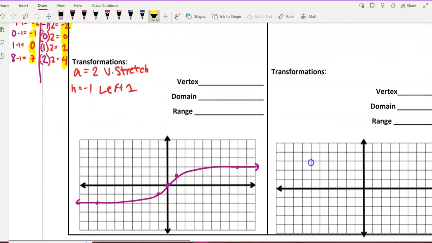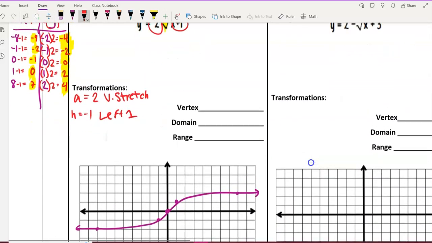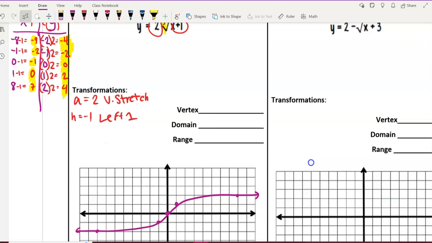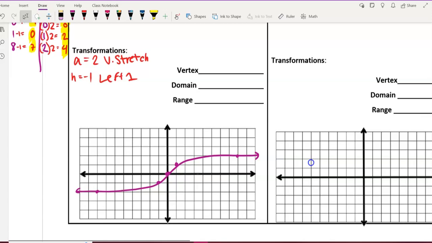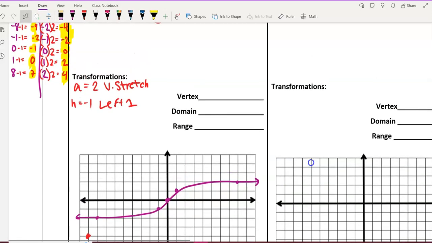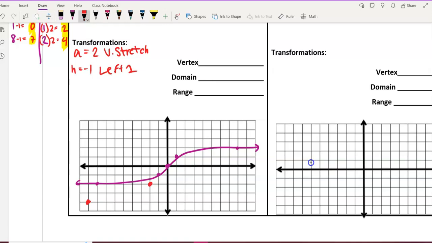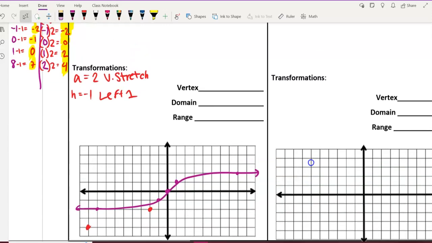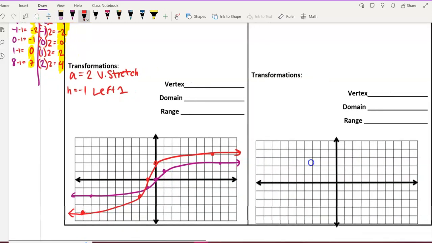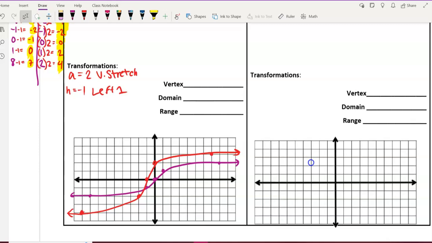So our first point is going to be, don't plot these yet, just leave it blank: (-9, -4), (-2, -2), (-1, 0), (0, 2), and (7, 4). Okay, so here's our new graph. It has been stretched. Notice how it's longer, and it has moved to the left 1.